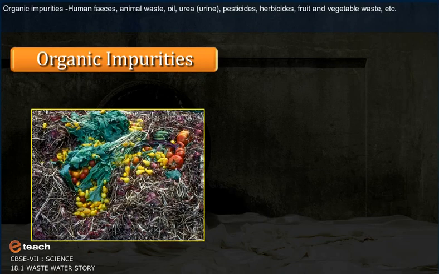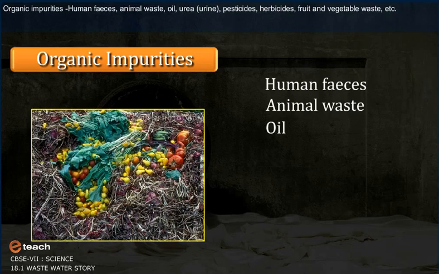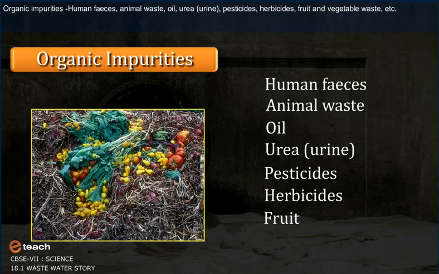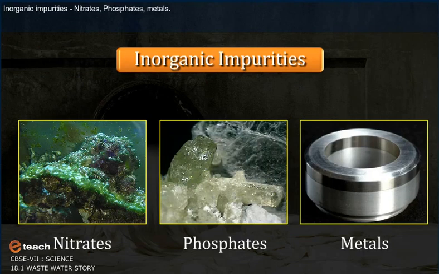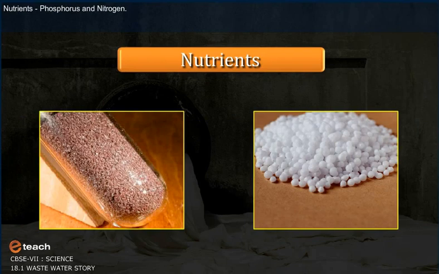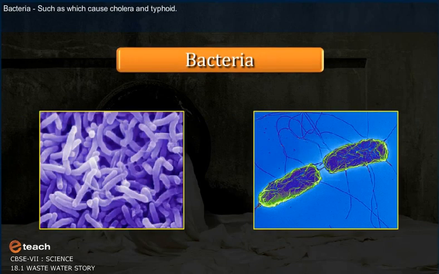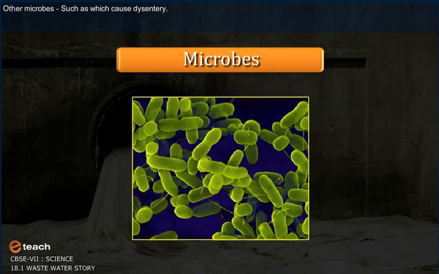Organic impurities: human feces, animal waste, oil, urea, urine, pesticides, herbicides, fruit and vegetable waste, etc. Inorganic impurities: nitrates, phosphates, metals, nutrients, phosphorus and nitrogen, bacteria, such as which cause cholera and typhoid, other microbes, such as which cause dysentery.